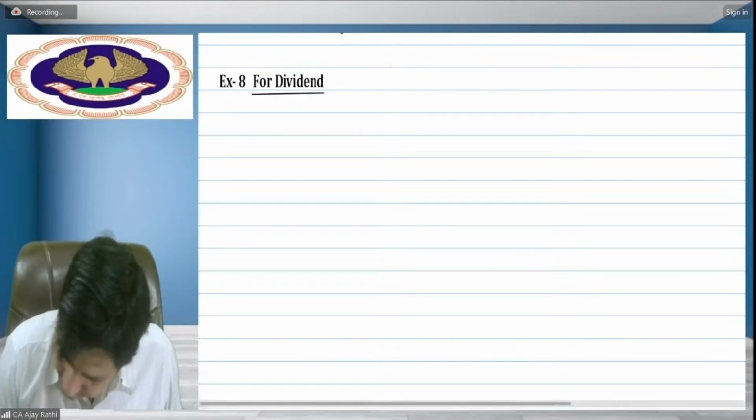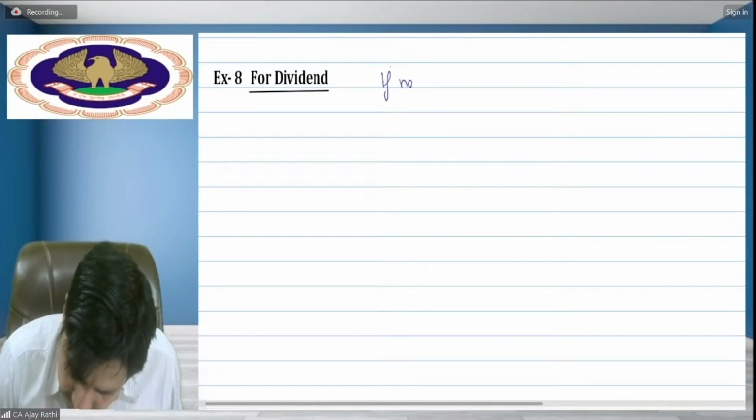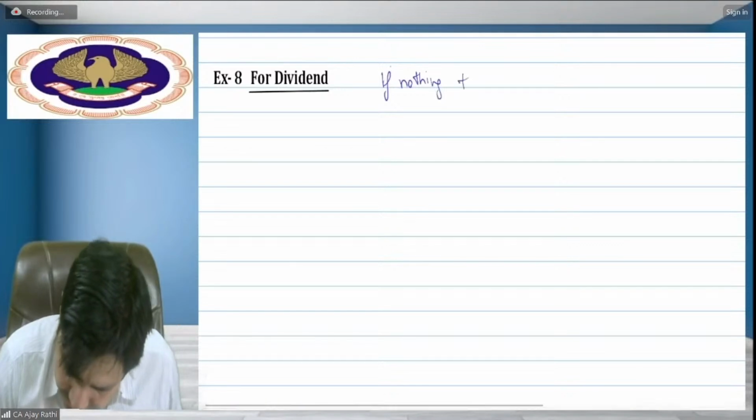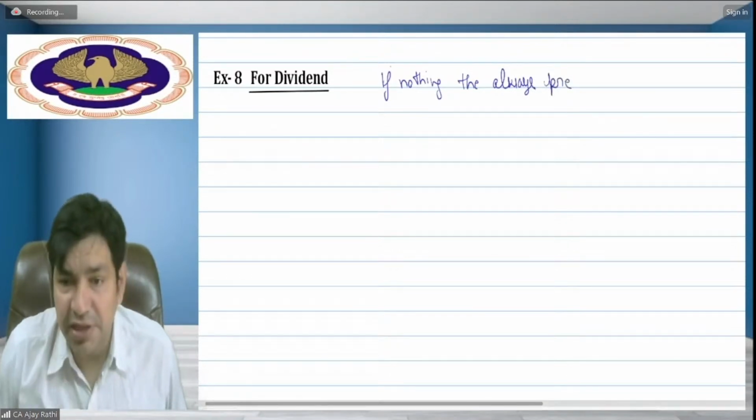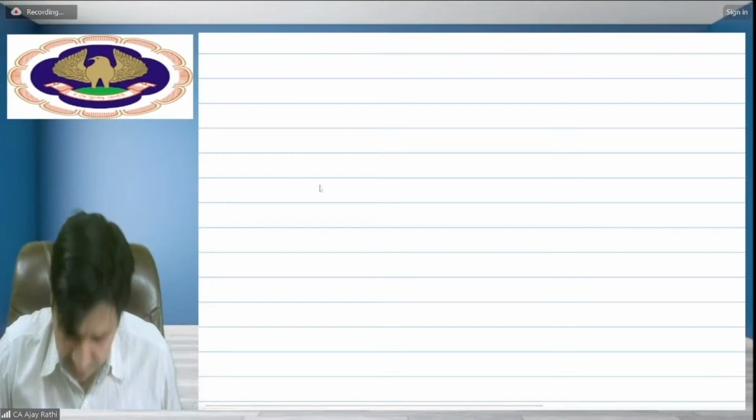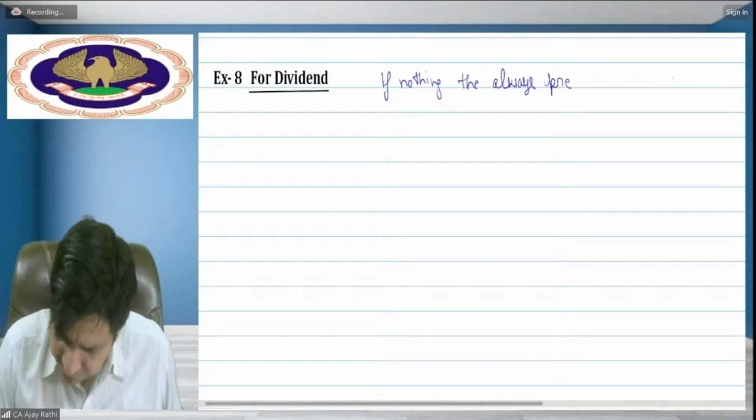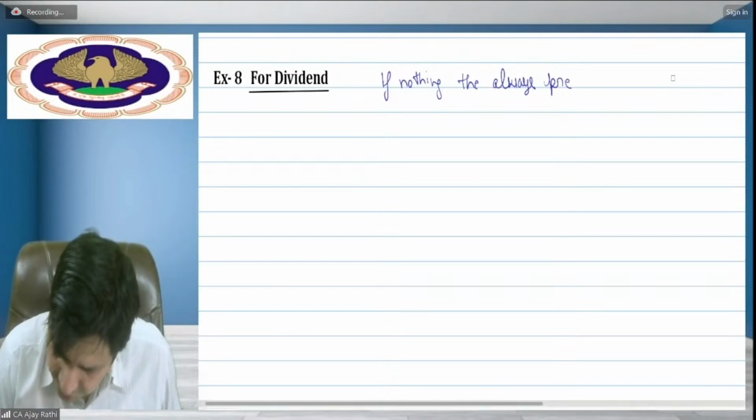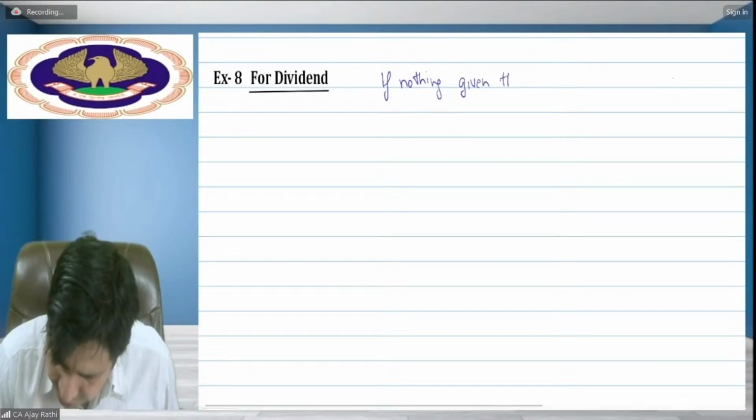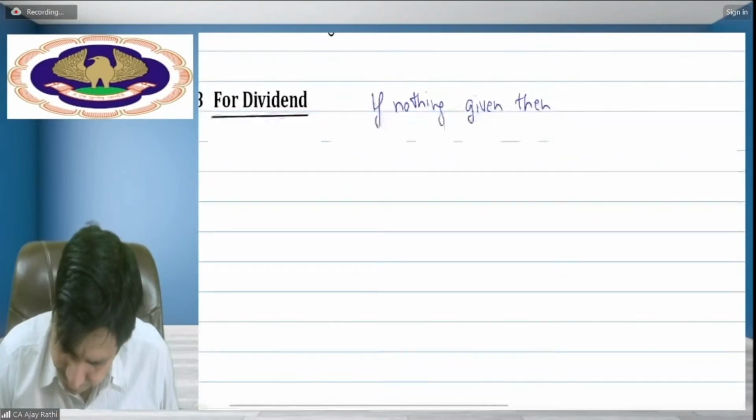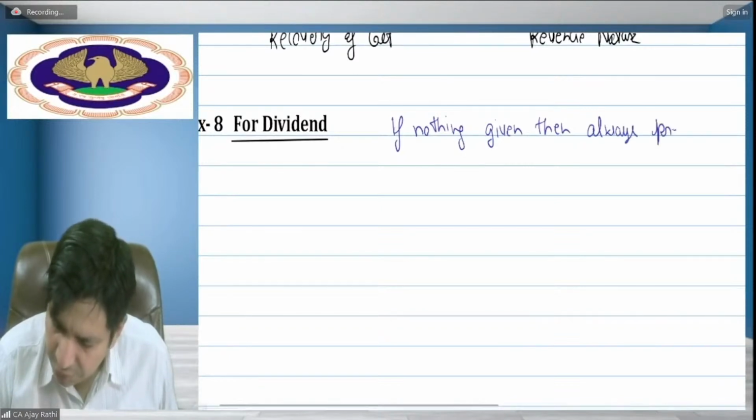First, write down here. If nothing is given, then always pre-assume. Please note down fast, everyone. Thank you, beta Manisha. Raman, you have given the correct example number. Very good. If nothing is given, then always pre-assume.